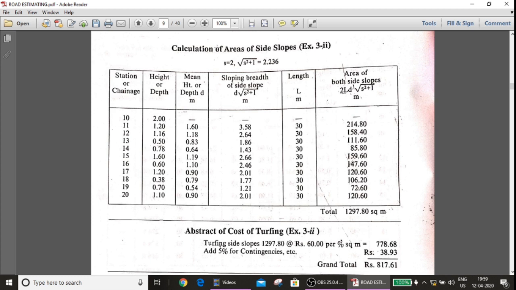Then calculation of area of the side slopes. We know s is equal to 2 and we know the formula is root of s square plus 1, 2.236. So same stations or chainage we have to note down. Same height, the difference which we got, then the mean height. This is also same column. Here we have to multiply d into root of s square plus 1. We will get this value. This is also starting from 11 as we are taking mean depth. Okay, length is 30 meter. Then area of both the side slopes. Okay, then the total area which we get.